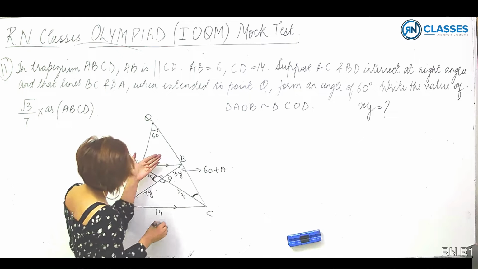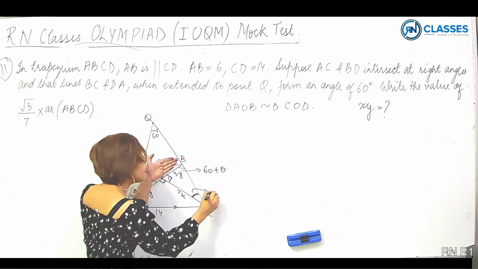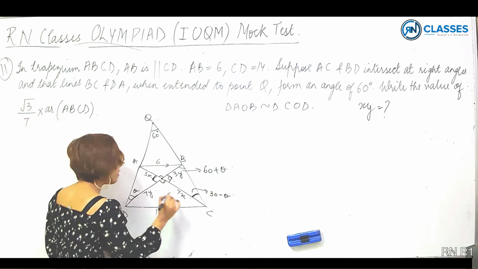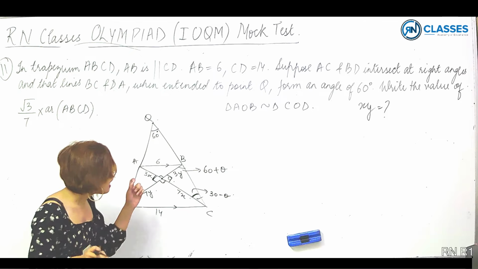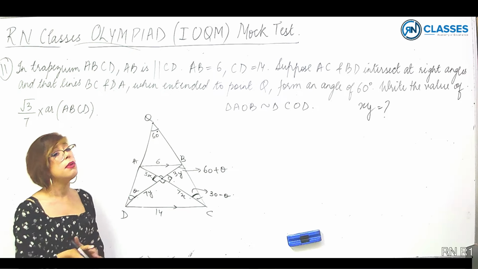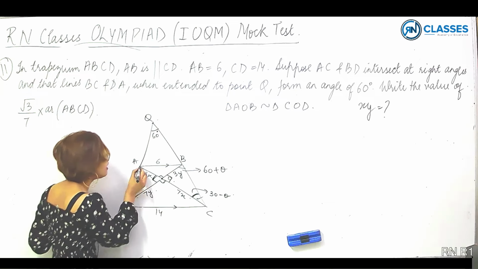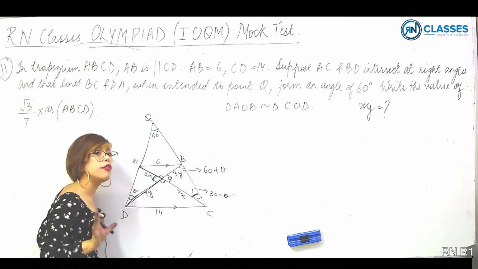Now come back to this BOC. This is 90, this is 60 plus theta, this is nothing but 30 minus theta. So these two angles are related, and I wanted to relate the angles in the right triangle. Why? Because I can use trigonometry now. Now I know that this and this are sort of given to me.